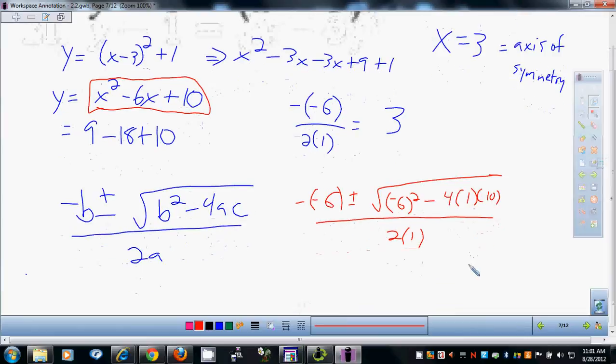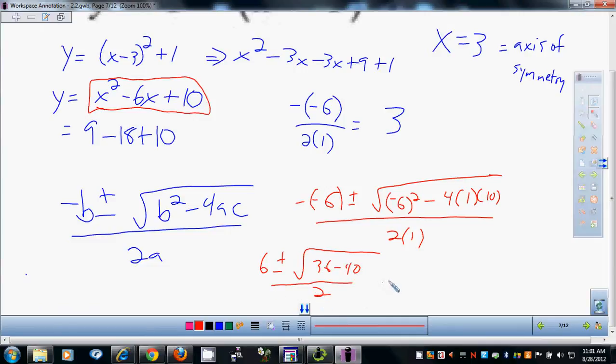I need more room. So that's 6 plus or minus the square root of 36 minus 40, over 2. Now some of your little alarms are probably going off in your head, because they're saying, oh no, that's a negative number. And you're right. That is going to give us an imaginary answer. We just did these yesterday, so I'm going to just cut to the chase. Which reduces to 3 plus or minus i.